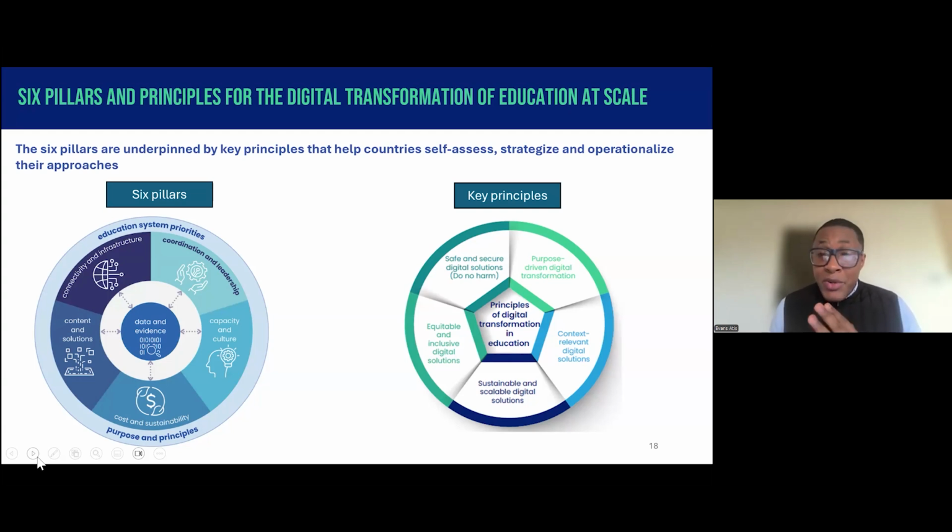But the most important thing when we are implementing is to have some key principles. Let's make sure that education is at the center: education challenges, education goals, equity and inclusion, and making sure we have context. We need to design for sustainability and scalability. And the other thing is making sure that we don't do any harm to the users, the learners, and the teachers that are using those tools.